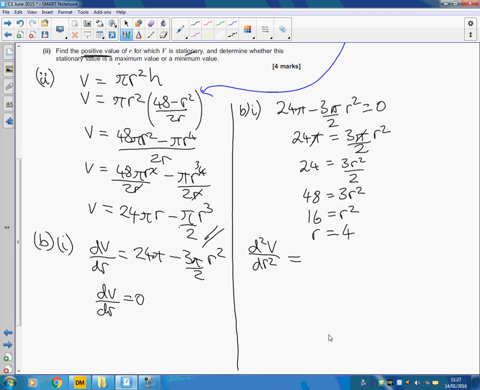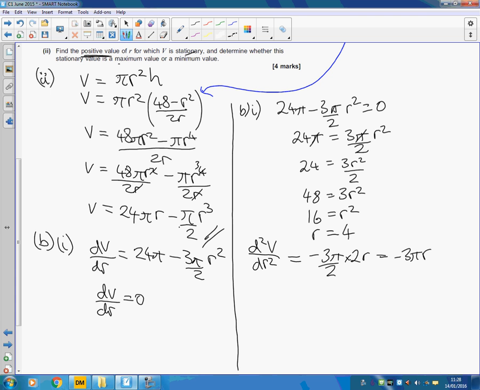Now 24 pi is just a number. So when we differentiate, that's going to disappear. So 24 pi is going to go. Now that leaves me the 3 pi over 2 r squared to differentiate. So that's going to become minus 3 pi over 2. The 2 is going to drop in front, so it's going to be times 2. And then it's going to become r. So that means if we simplify that, that's negative 3 pi r.